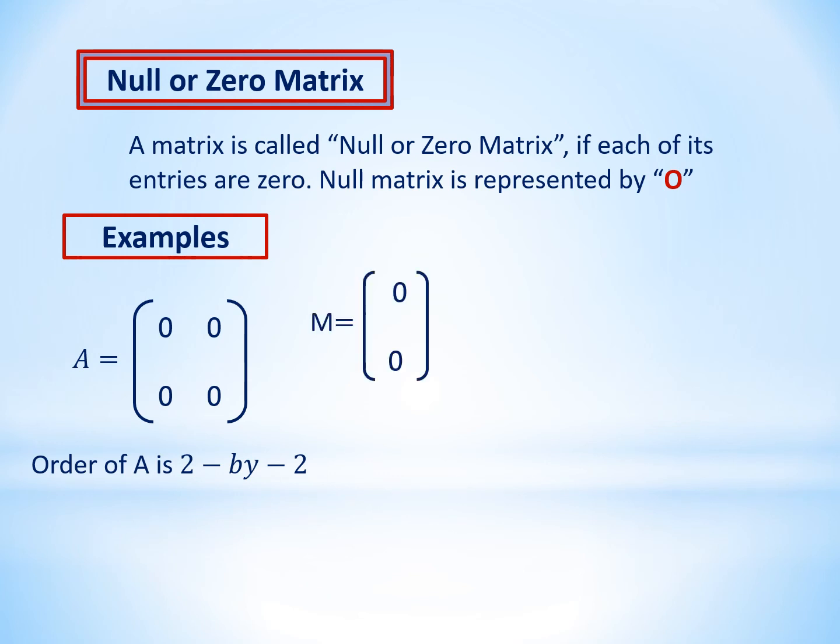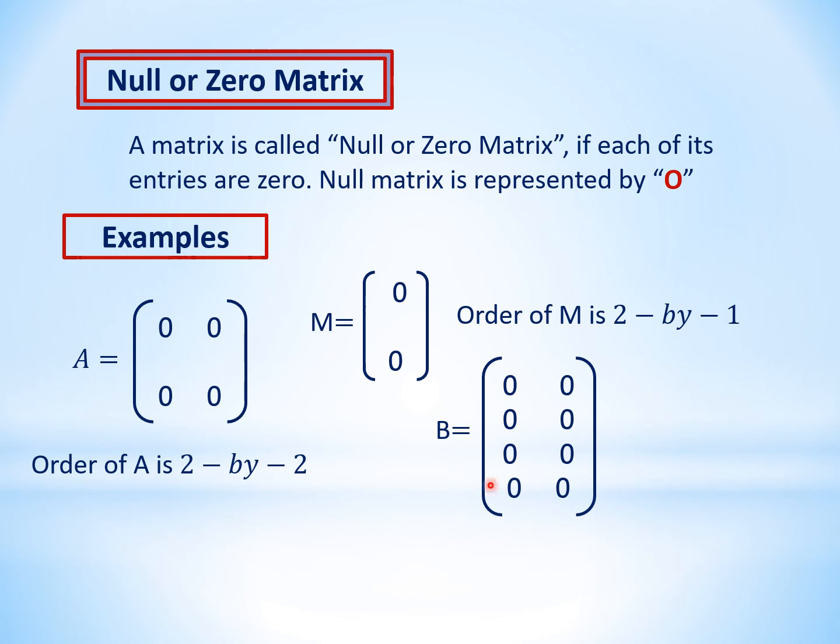Next, M. M matrix has all its entries 0. So that's why M is a null matrix and its order is 2 by 1. Matrix P, all entries are 0. That's why this is a null or zero matrix and its order is 4 by 2. Matrix C, it has all entries 0. So it is also a null matrix.